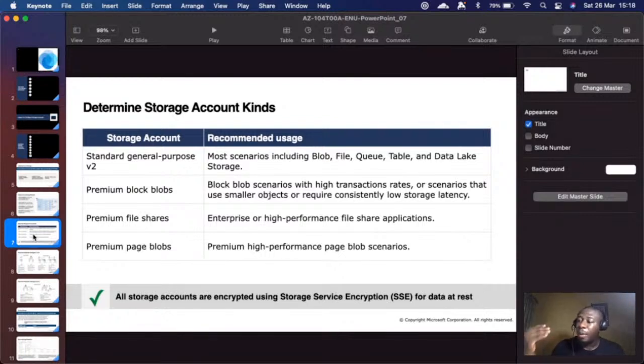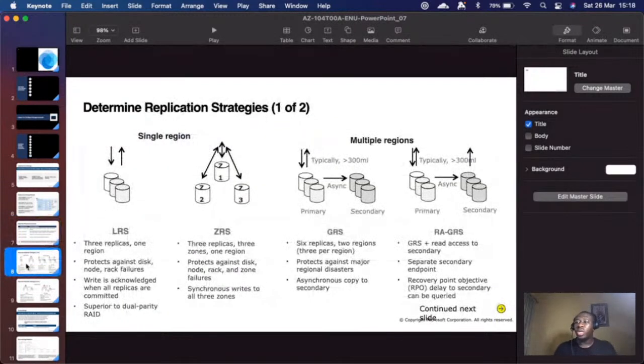The next one is the premium page blobs. This is also for premium high performance and page blob scenarios. All right, we'll be proceeding. Now, I'm about to talk of a feature in the Azure Storage account that helps with consistency of data, and this feature is called replication strategies.